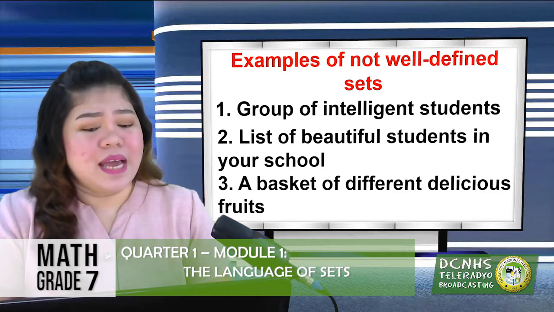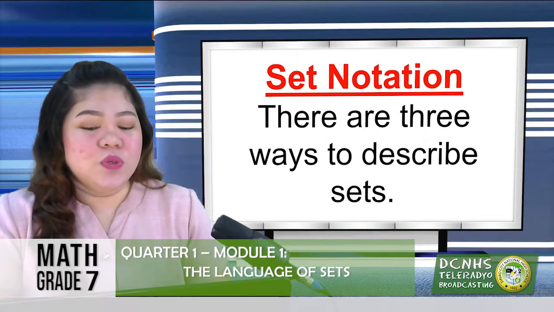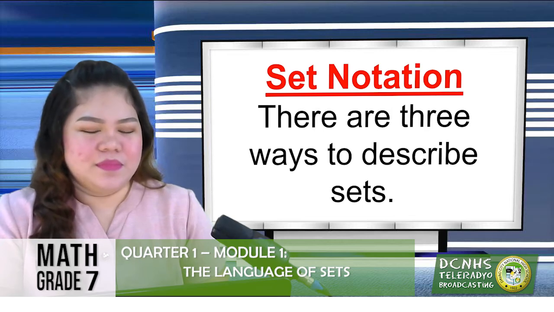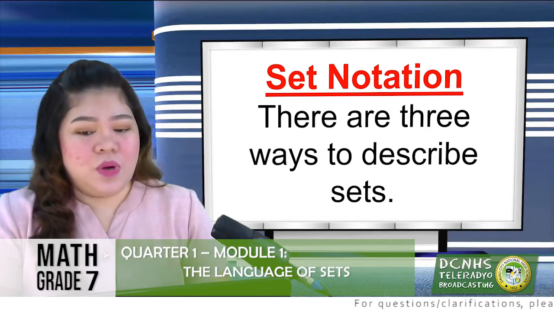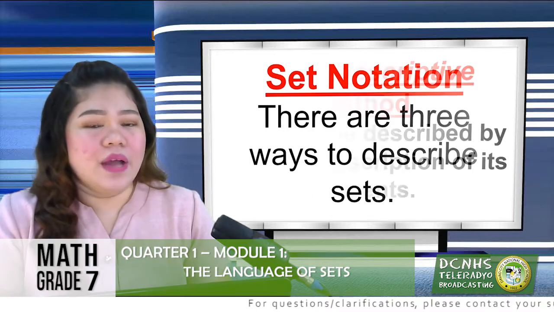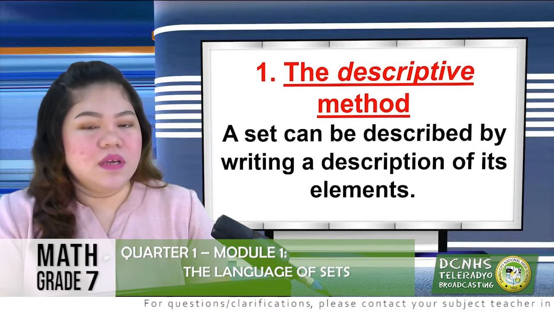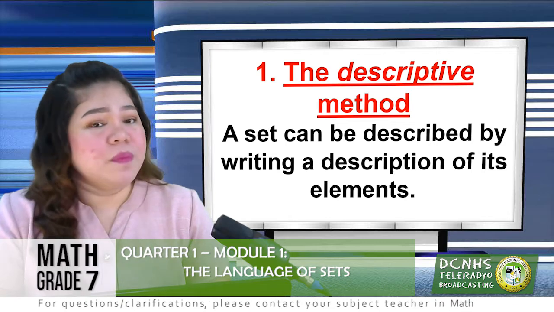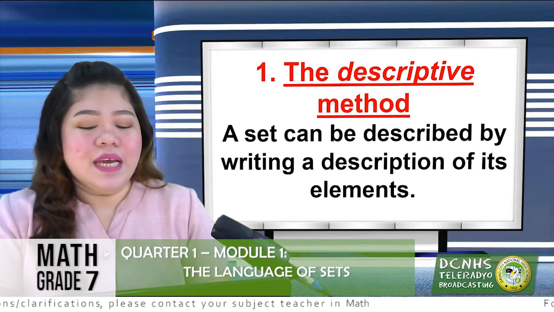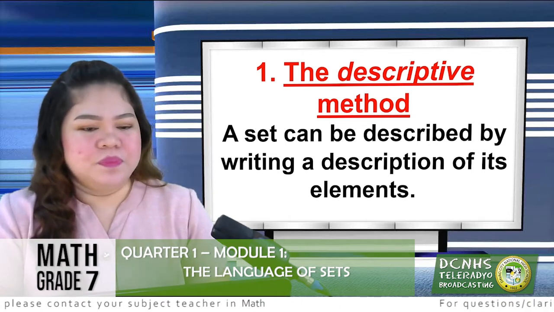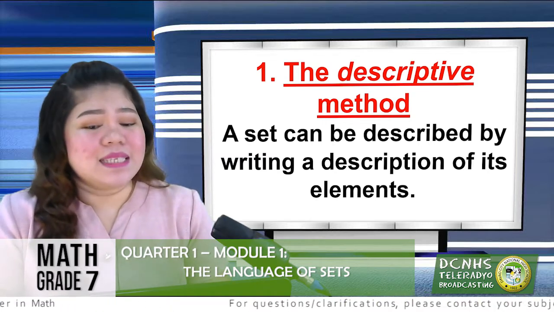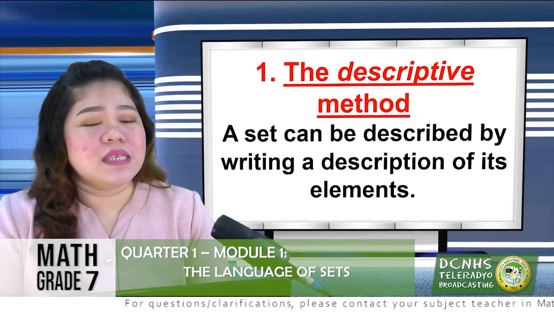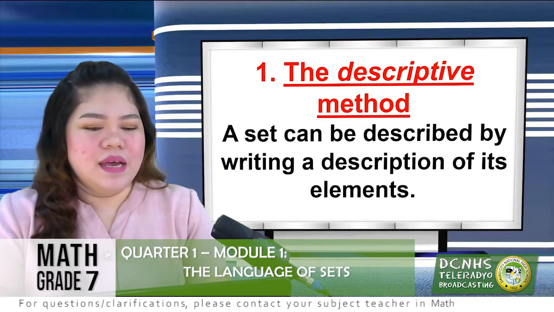How do you describe a set? This will lead you to the set notation. Set notation. There are 3 ways to describe sets. Number 1 is the descriptive method. Number 2 is the roster method, and number 3 is the set builder notation. The descriptive method: a set can be described by writing a description of its elements.